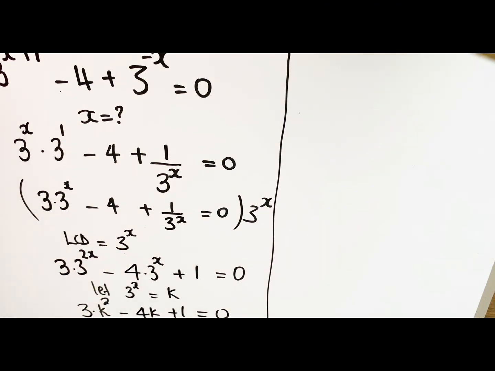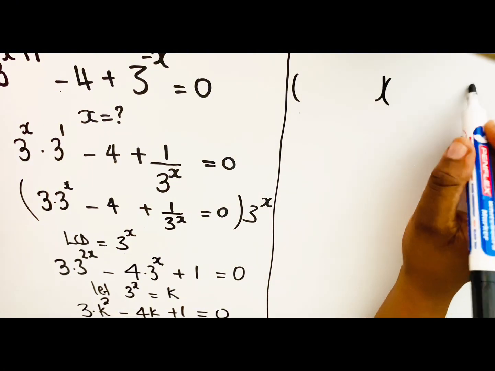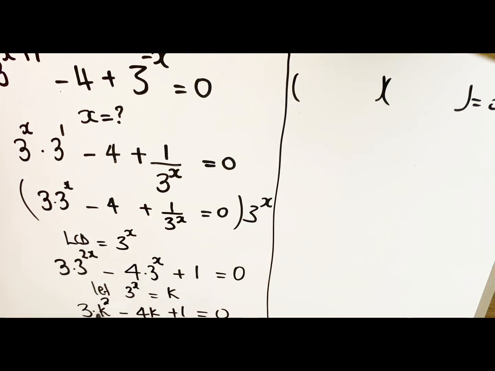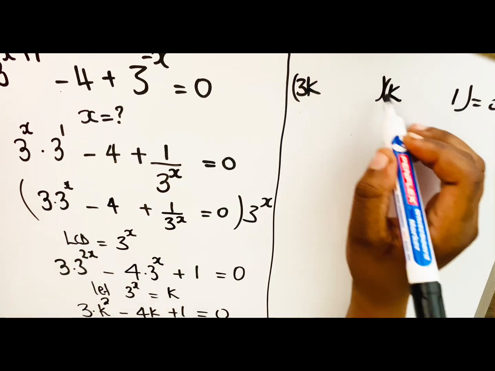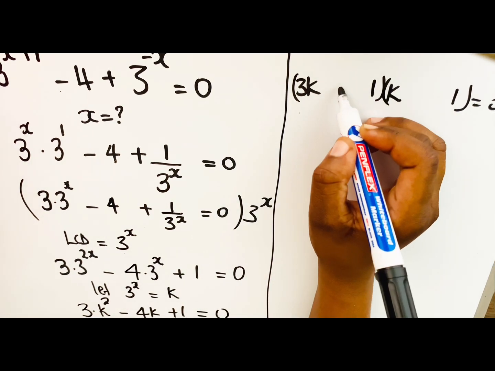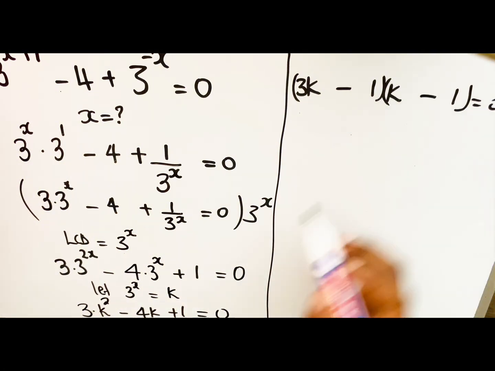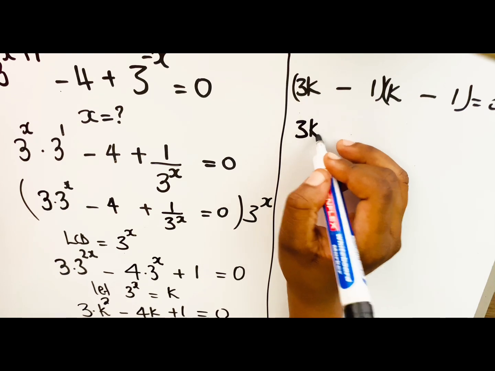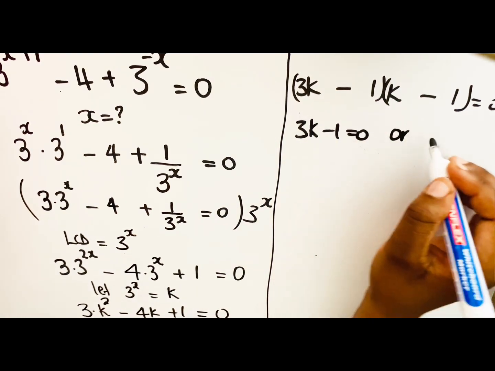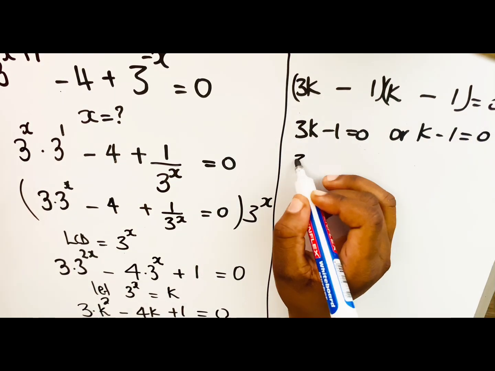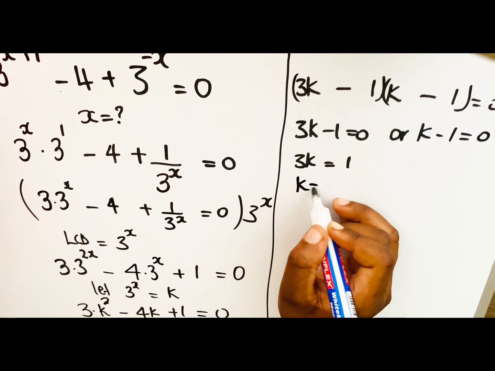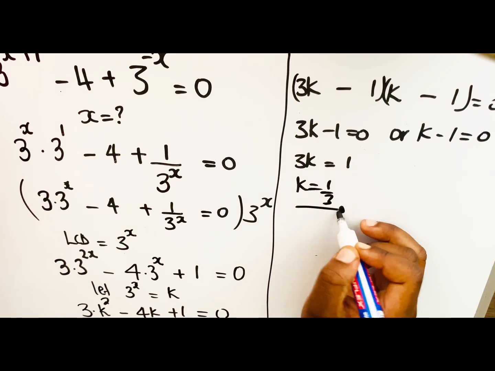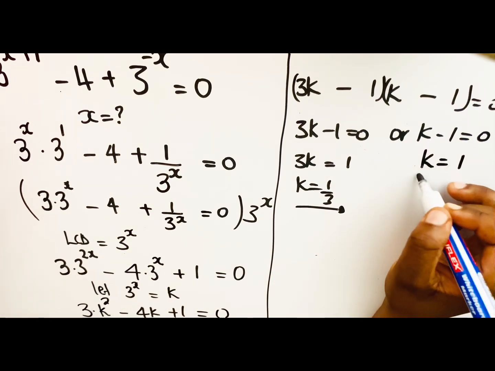It's just a simple quadratic, so we factor the equation. Factors of 3k squared are 3k and k, and the factors of positive 1 are positive 1. Both factors will be negative, as the last term is positive and the middle term is negative. So now we have 3k minus 1 equated to 0, or k minus 1 is equal to 0. So 3k is positive 1. Then divide by 3 both sides. k is equal to 1 over 3. Then the other k is equal to positive 1.